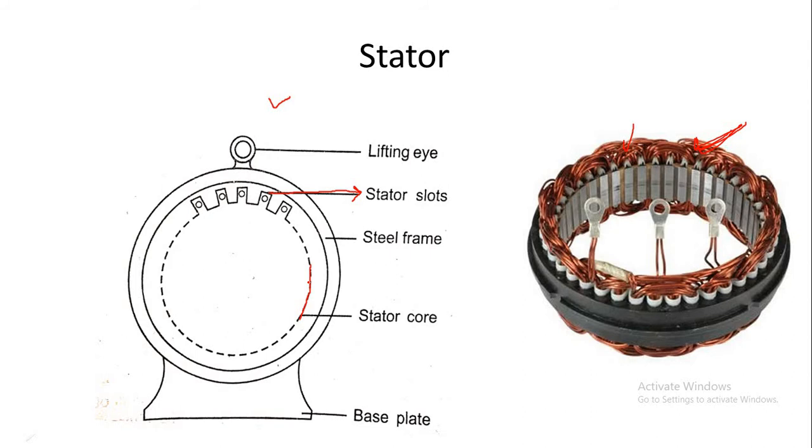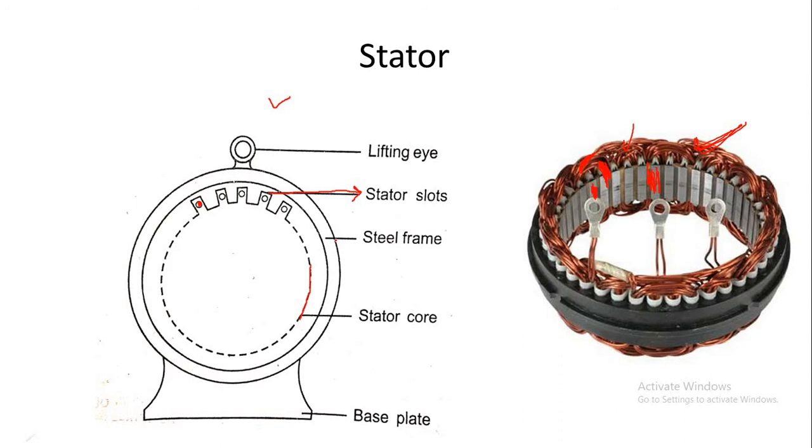Why does it have slots and core? To hold the armature winding. You can see here these are the armature conductors. To hold these armature conductors, it will have slots and core, like the armature of a DC generator. Also, the stator core of the alternator is laminated. This is the core you are seeing here, and the core is laminated.